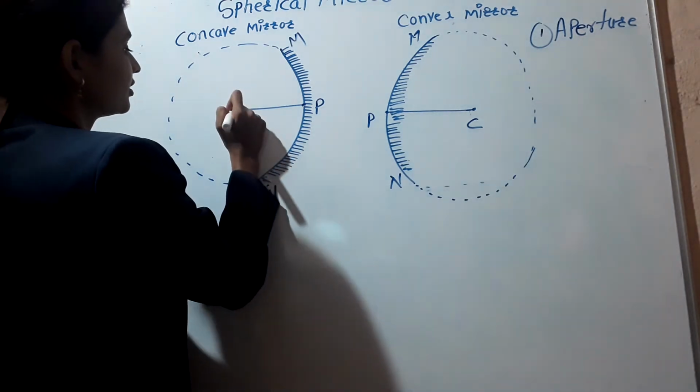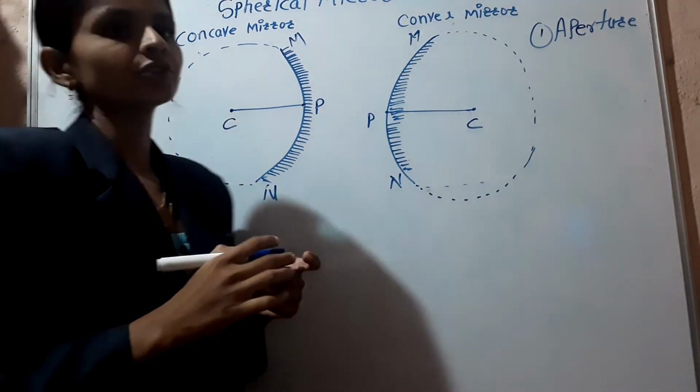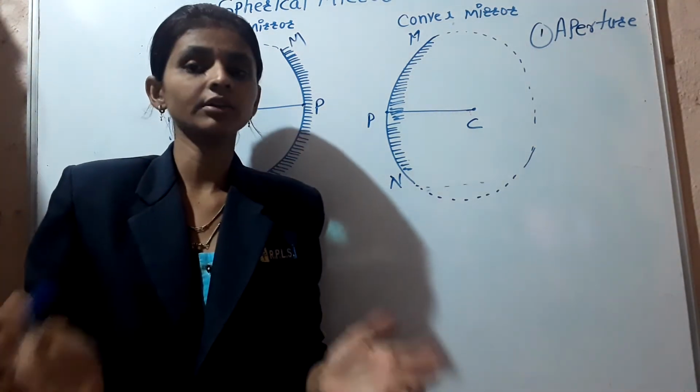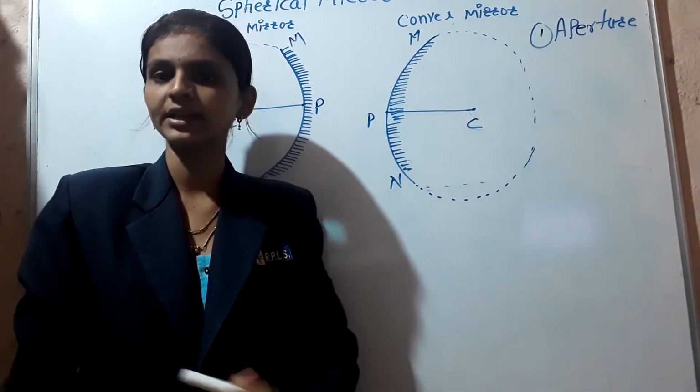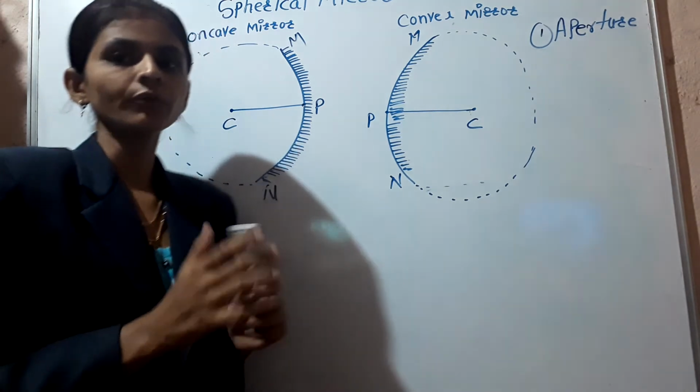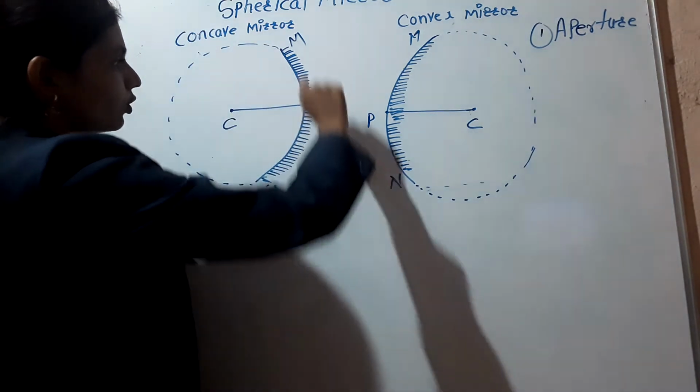So center, it is the center of the hollow sphere. The center of the concave mirror and the center of the convex mirror is none other than the center of the hollow sphere. So this is a whole circle.